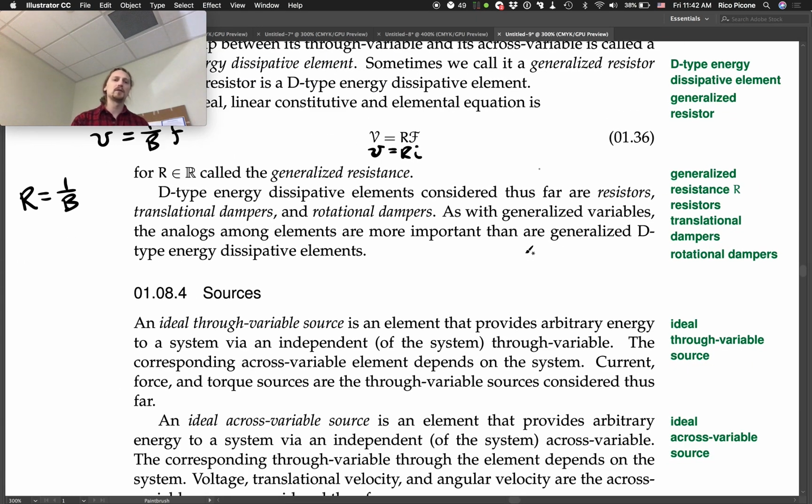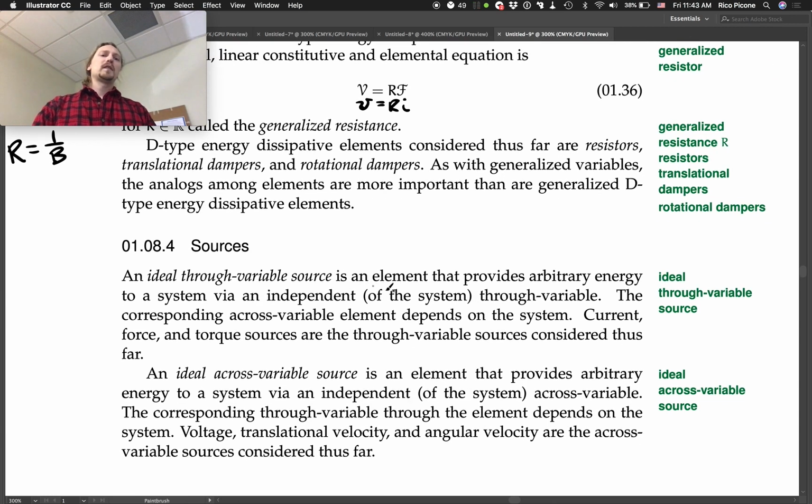And then finally we have sources. So I'm going to read this sentence twice. Most of this lecture is exactly the same as those other ones that we did, but generalized, okay? So this is another parallel lecture. I'll read this next sentence the first time with through variable in there, but then I'm going to switch it in a second and read it again. An ideal through variable source is an element that provides arbitrary energy to a system via an independent of the system through variable. I think this sentence is getting familiar to us.